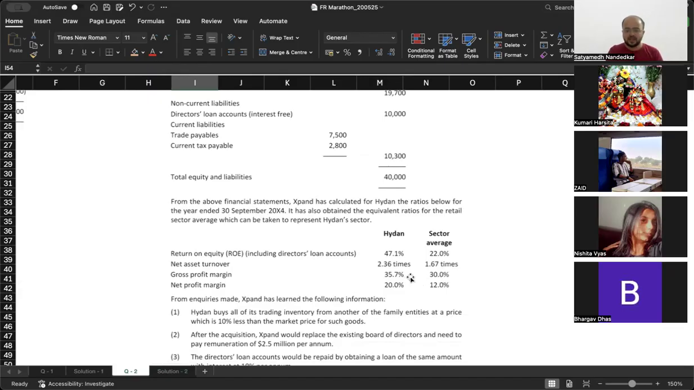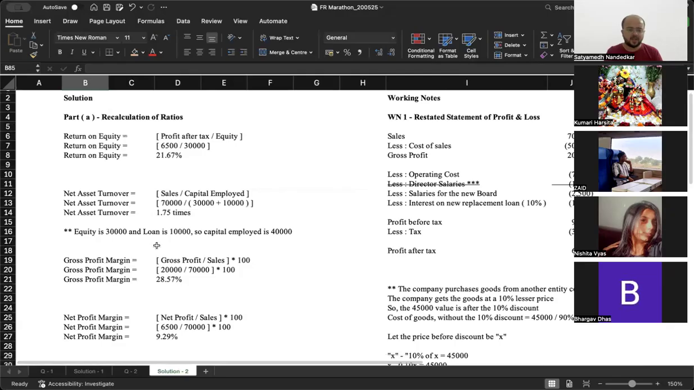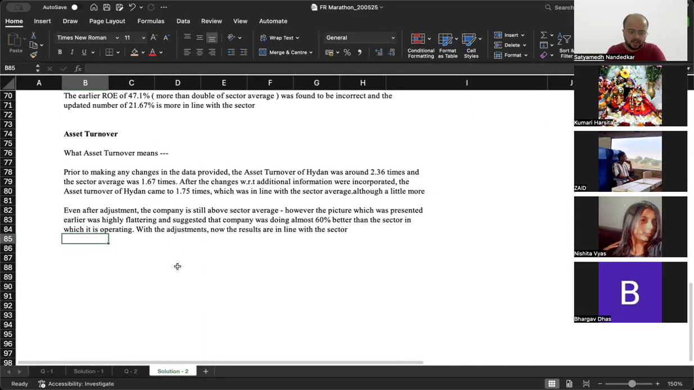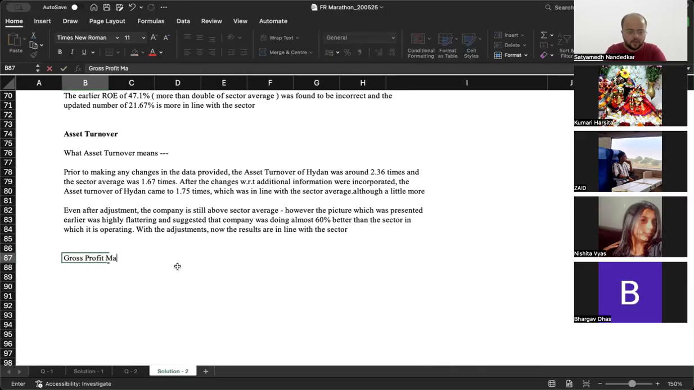Your sector average is 30 and Hayden was 35.7. After adjustment, gross profit margin is 28.57. ठीक है. Do the same thing. Gross profit margin. आपको same pattern follow करना है.